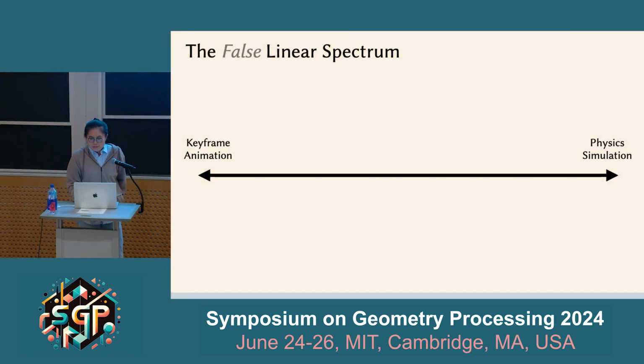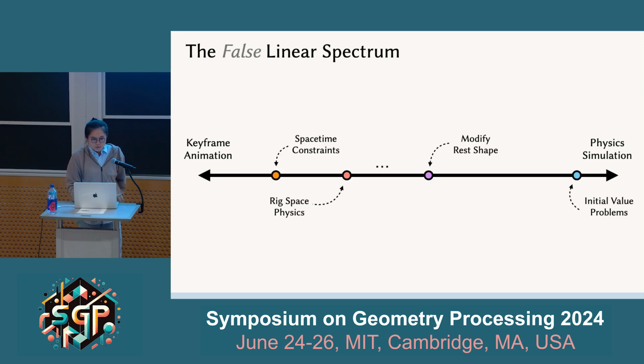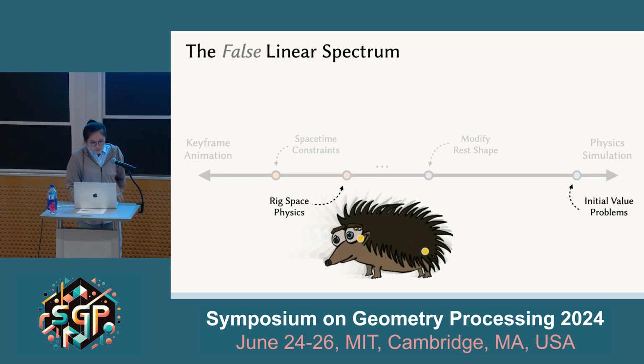However, when leveraging physics to assist artists in their creative work, we observe that existing methods put these two roles on a false linear spectrum. For example, in one type of method, called rig space physics, the basic idea is to use a subspace parameterized by the rig, or the original primary motion, and then just solve for physics inside that space.